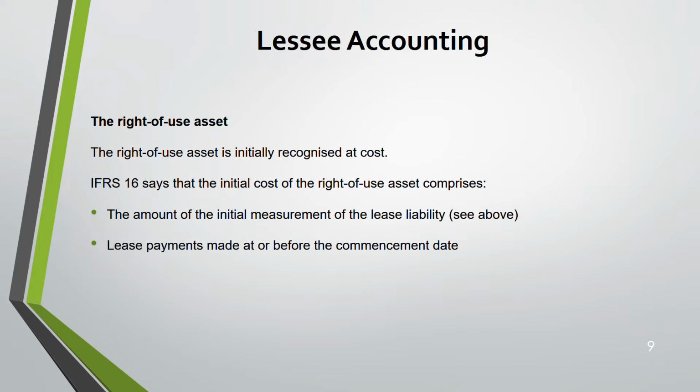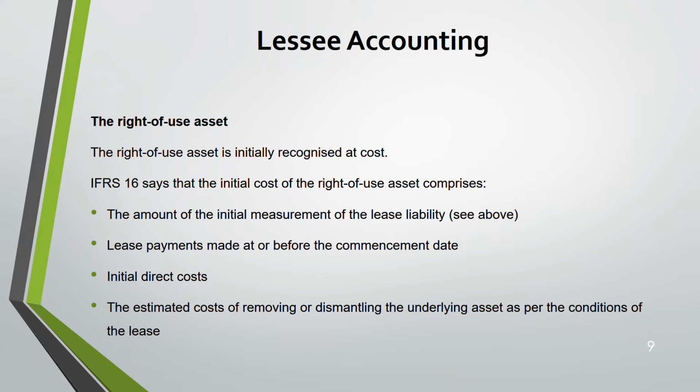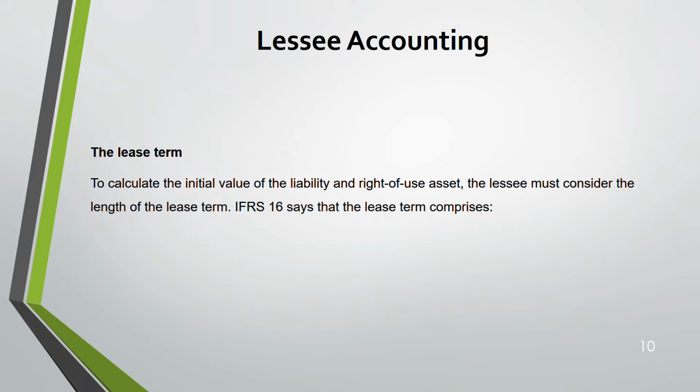Next, you add any lease payment made at or before the commencement date. Third, any initial direct cost, you add it. That means these costs are capitalized. They are not taken as an expense, rather direct costs and all are capitalized. They are added with the value of the asset. Then we have any estimated cost of removing or dismantling the underlying asset according to the condition of the lease. That also you add.